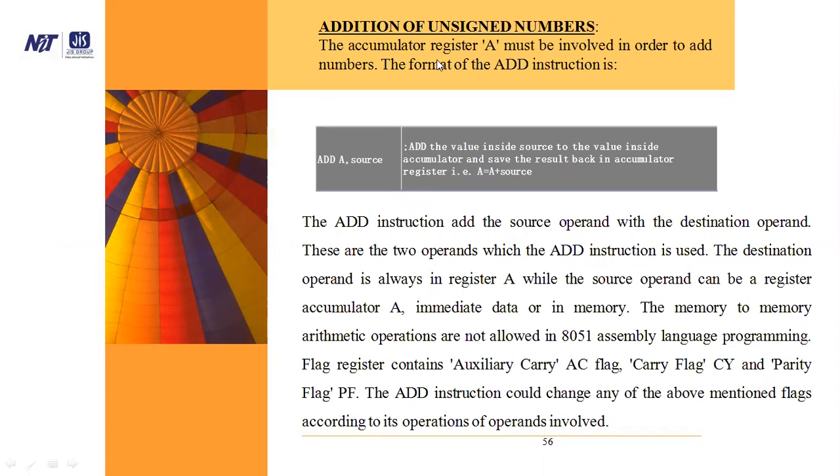So first is the addition of unsigned numbers. The accumulator register A must be involved in order to add numbers. The format of the addition instruction is ADD A, source. Add the value inside the source to the value inside the accumulator and save the result back in the accumulator register, that is, A equals A plus source.